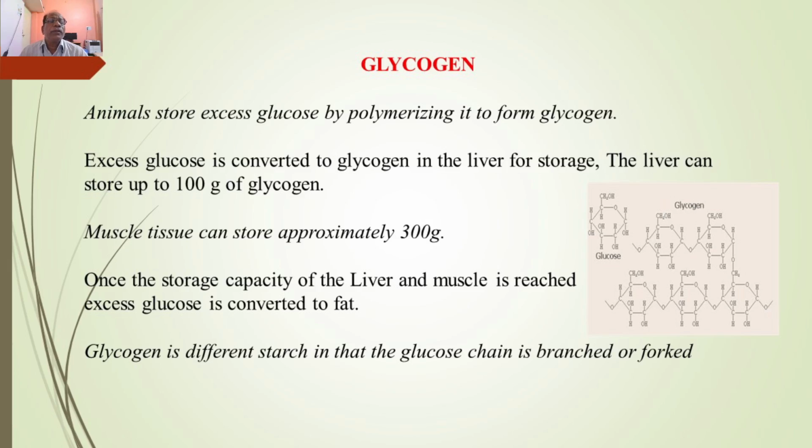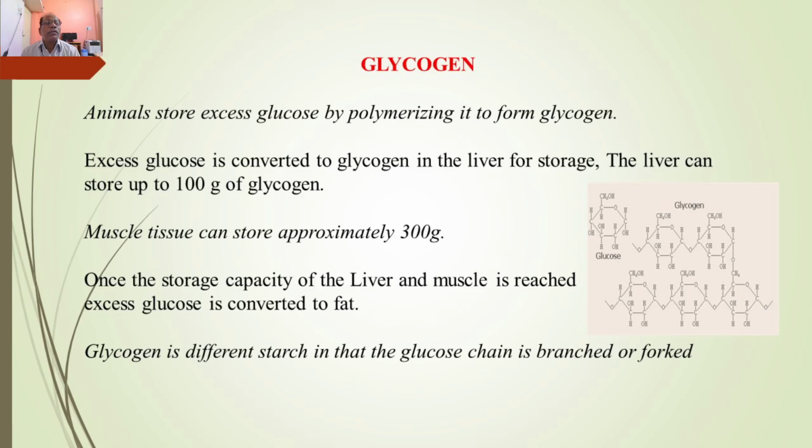Then glycogen. The source of glycogen is animals. Animals store excess glucose by polymerizing it to form glycogen. So glycogen is also composed of a chain, a polymer, of hundreds of glucose molecules.